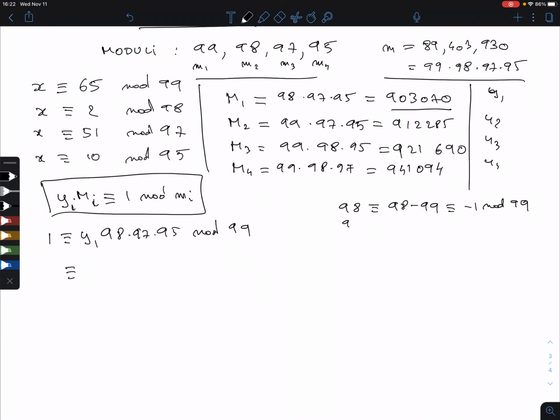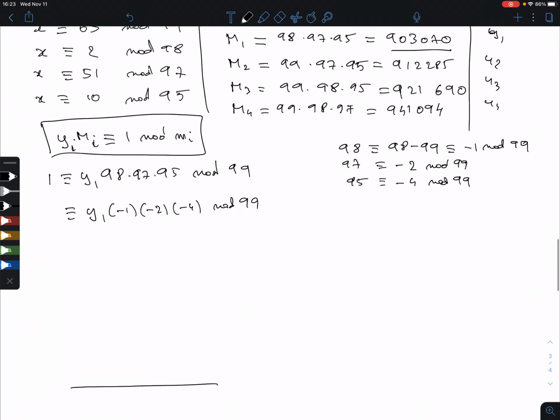And the same for 97. So what is this going to be? Well, subtract 99 from it and get minus 2, right? And finally, 95, that is going to be minus 4 mod 99. Now, I am allowed to do that. So let's replace this now. So we have a minus 1 times a minus 2 times a minus 4 mod 99. This is way much less work. This is equivalent to minus 8 times y1, right? It's still minus 1. But that's okay.